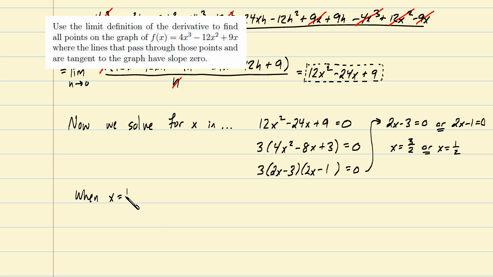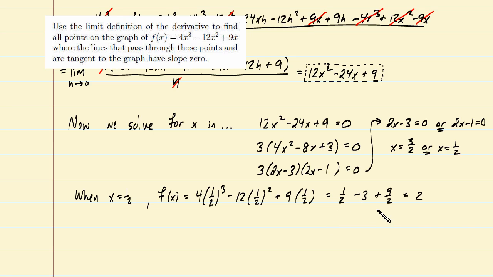When x is 1/2, notice f of x is going to be 4 times a half cubed minus 12 times a half squared plus 9 times a half. And that in turn equals a half minus 3 plus 9/2. Combining those, that's 10/2. That's 5. Minus 3 is 2.